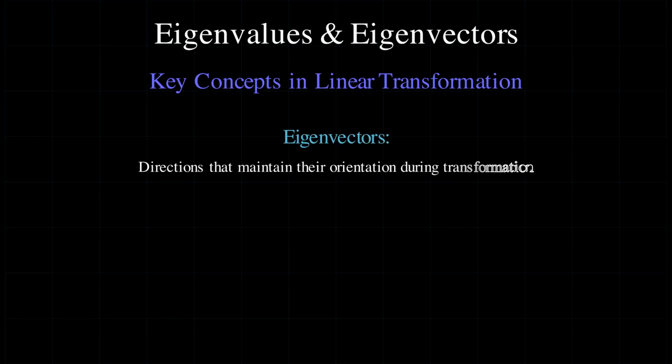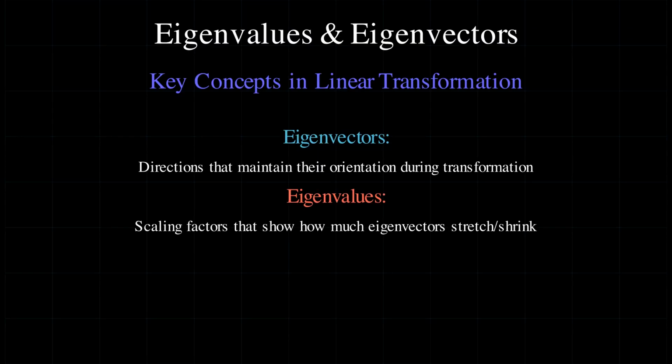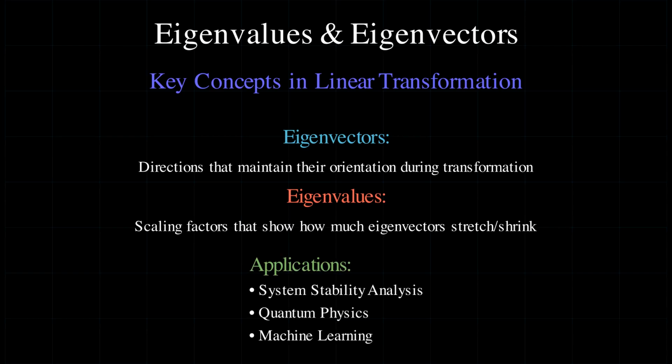Eigenvectors are special directions that remain unchanged during a transformation, even if they get longer or shorter. Eigenvalues tell us exactly how much these vectors stretch or shrink during the transformation. These concepts are crucial in many fields, including system stability analysis, quantum physics, and machine learning.